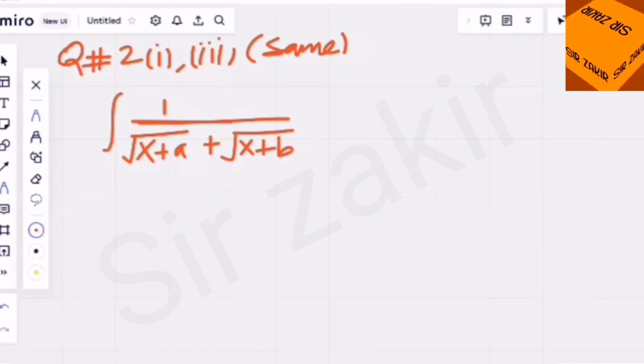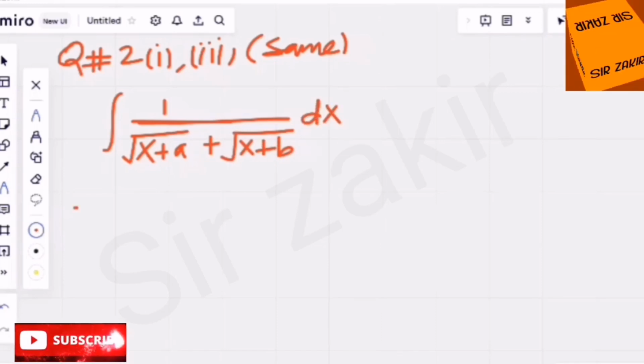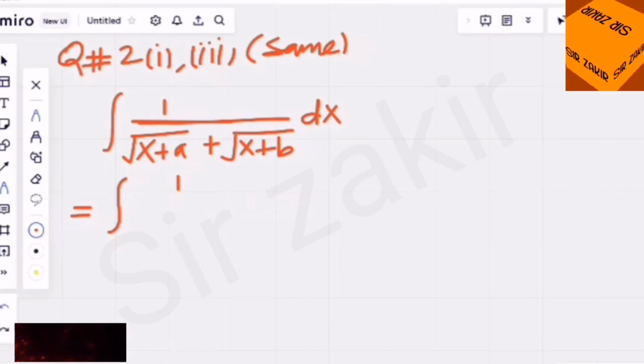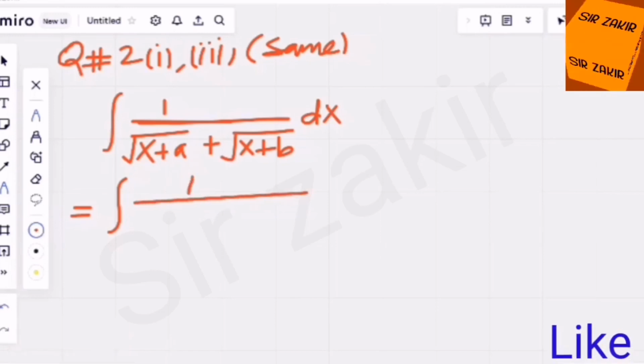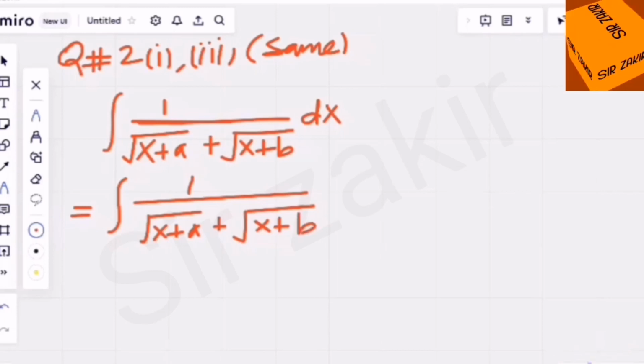So here it is square root of x plus a plus square root of x plus b. We cannot write its direct integration, right? We will have to transform it into a form where it matches those basic forms, and then we will be able to integrate. So for that matter, we rationalize the denominator. To rationalize the denominator, we have to multiply and divide by a quantity which is the conjugate of the denominator.